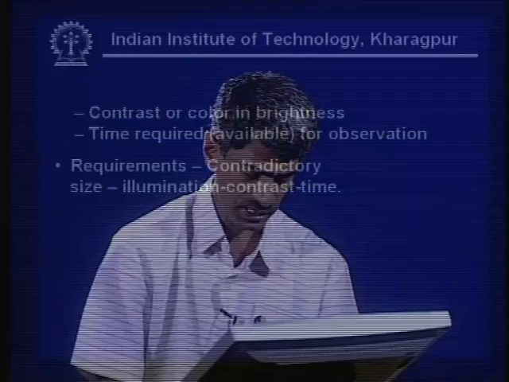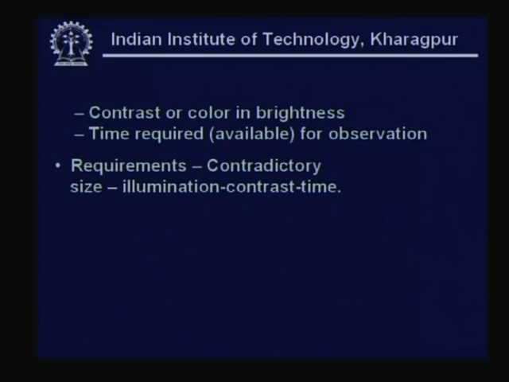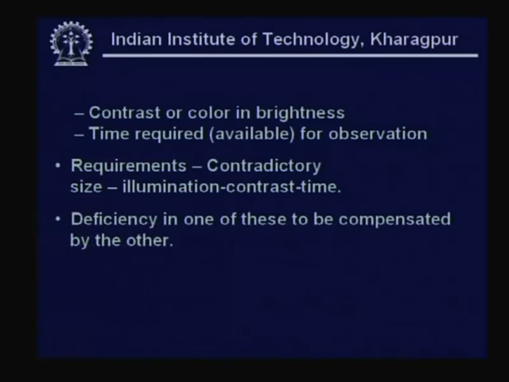And if the observation time is not adequate, it may not be possible for us to view. So, therefore, it also depends on the observation time. And if we look at the requirements, we find that they are highly contradictory. The three or four major factors that are responsible are the size of the object, illumination requirement, contrast, and time of observation. If you see, contrast vis-a-vis illumination are highly contradictory, size versus time again becomes contradictory.